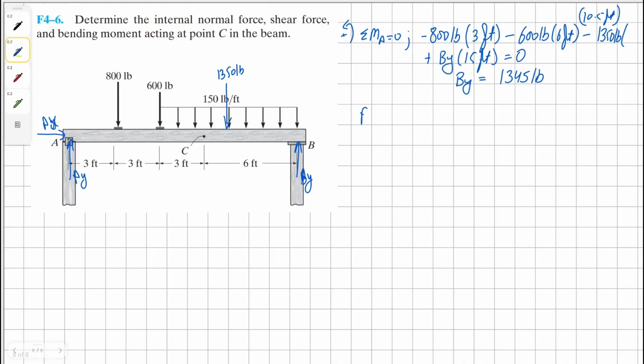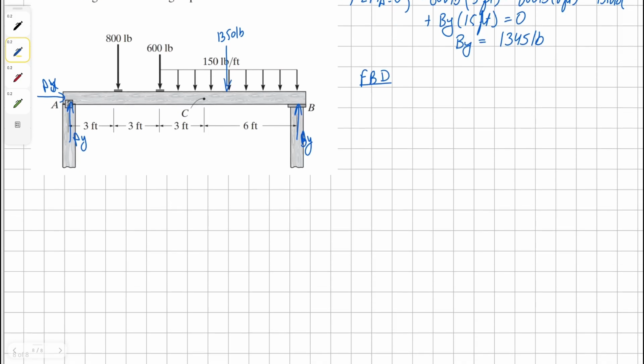Now we can draw our free body diagram of the side we want to solve for, and we have already said that we're going to use the right hand side. So we can have our By, which we found already, which is 1345 pounds. And then before we even look at C, we have to find our point load at this side of the beam, which is simply going to be 900 pounds. And now at C, we can have our shear, our normal force, and our moment.